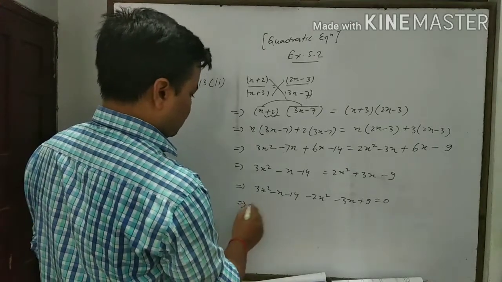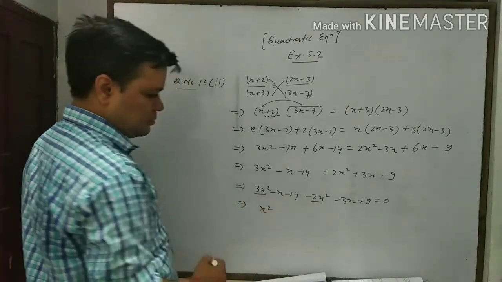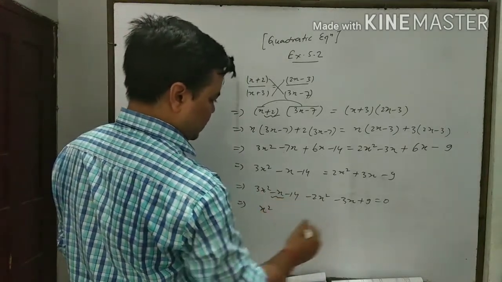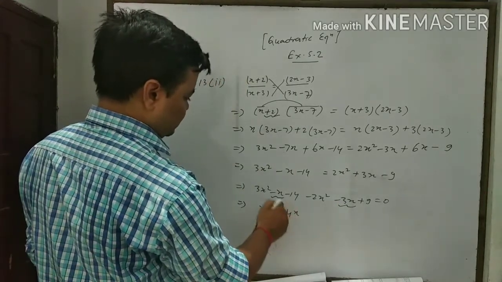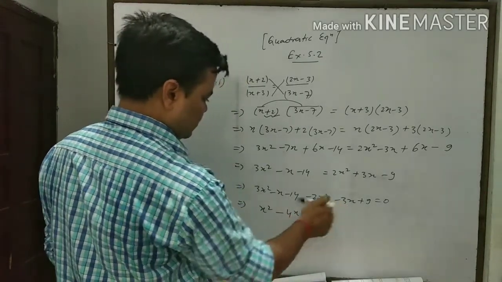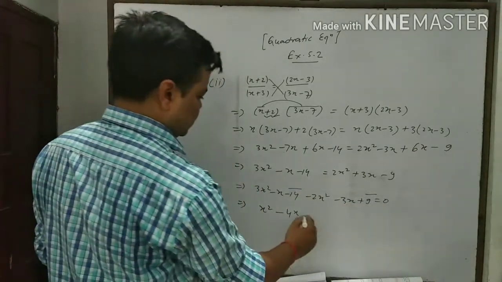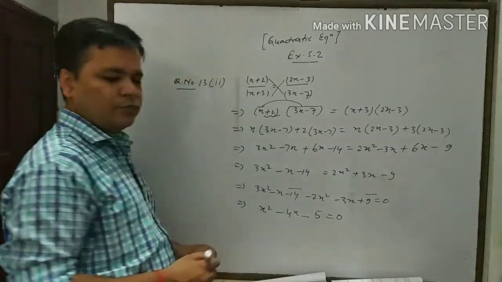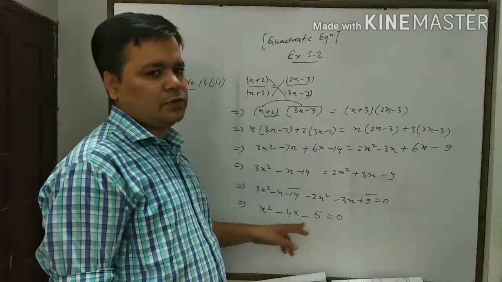Now 3x square minus 2x square will be x square. Okay. Now this minus x minus 3x will be minus 4x. Now this minus 14 plus 9 will be minus 5. Now this is in the standard form of the quadratic equation.